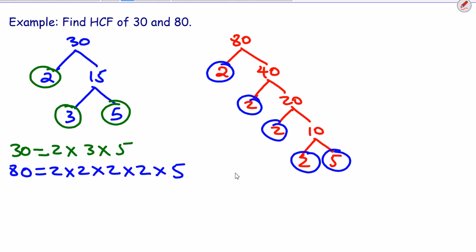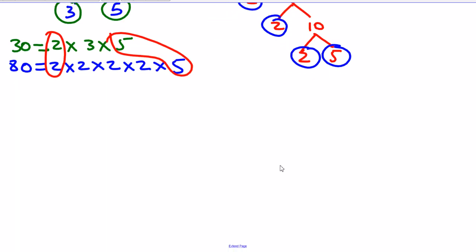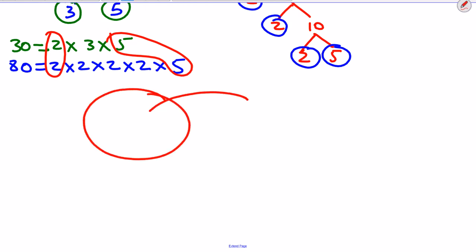Just by comparing this, 2 is in both here, and also 3 is in both, and 5 is in both. So my next step is to draw a Venn diagram to represent this. This circle represents 30. Just in 30 is 3, but 2 and 5 are in both.